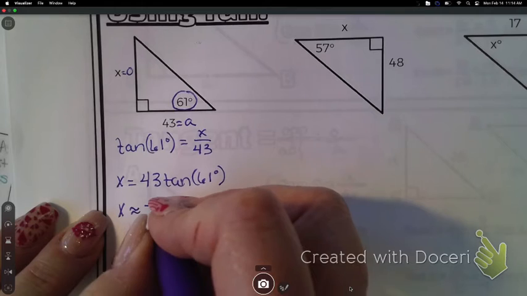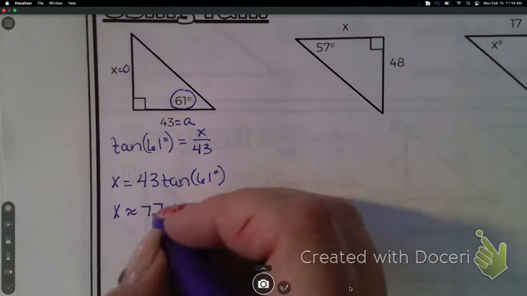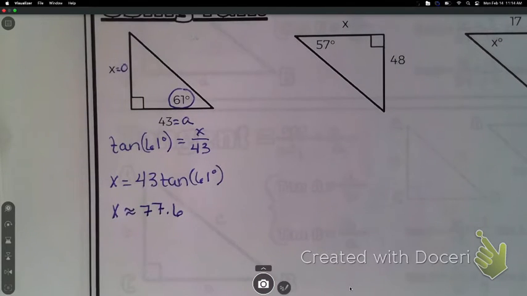Did you all get approximately 77.6? Oh, you're not that far yet. Sorry. Did you get 43 tangent of 61? Oh, I did cosine. How did I know tangent, besides it says use tangent? Opposite over adjacent. We had opposite and adjacent. Brian, did you get 77.6? Approximately, about, almost. 77.57, so that is 77.6 to the nearest tenth.